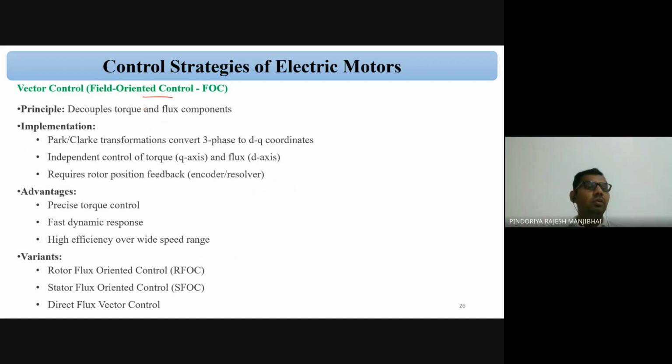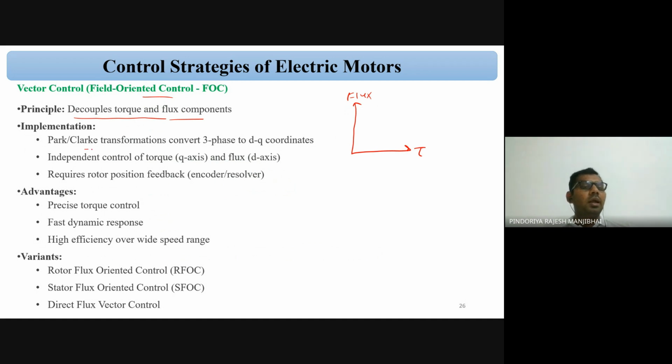So how does vector control operate? The basic principle is to decouple the torque and flux components. These are vector quantities. Suppose on the x-axis we have the torque and on the y-axis the flux. We control both quantities individually, that is, decouple the torque and flux components, and then we can do the speed and torque control.